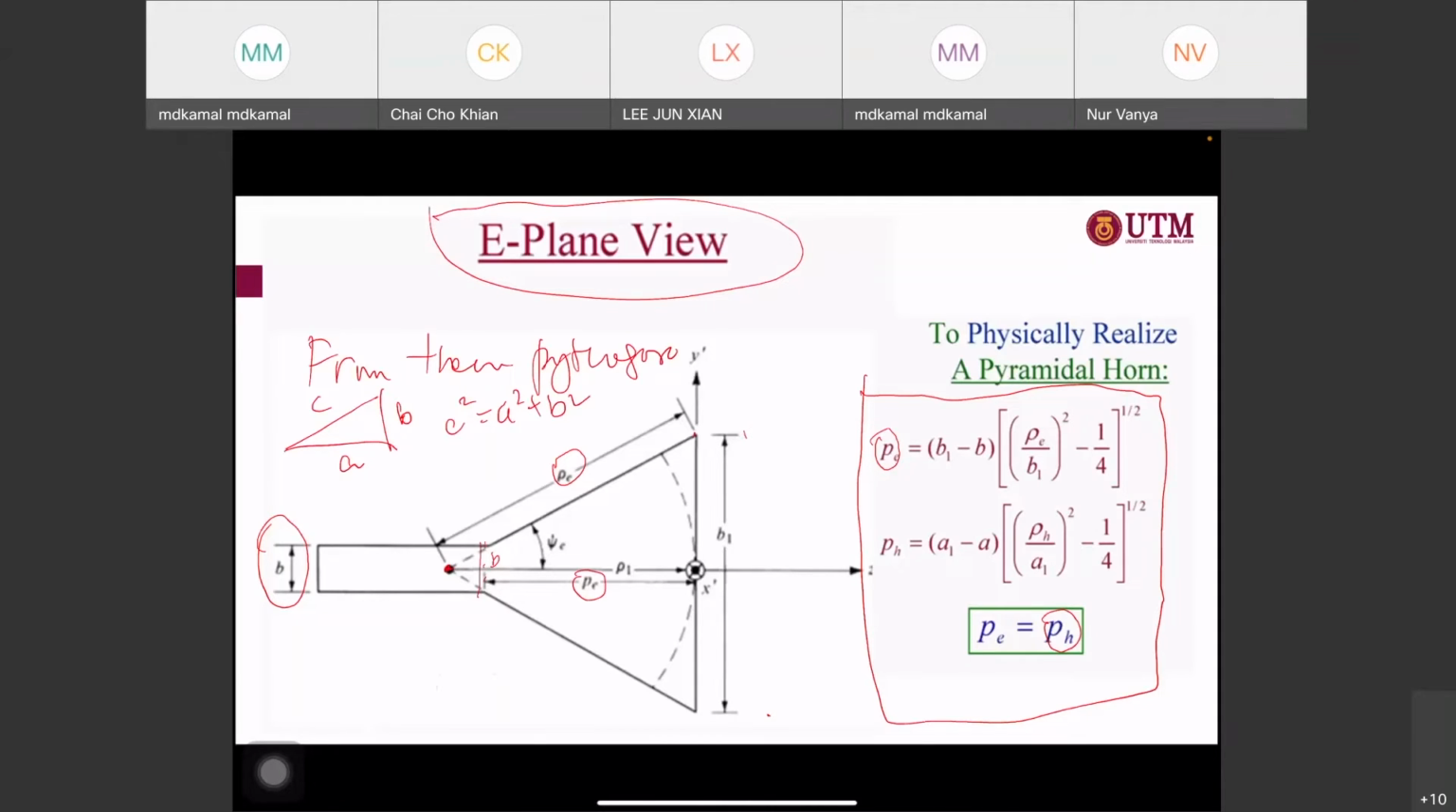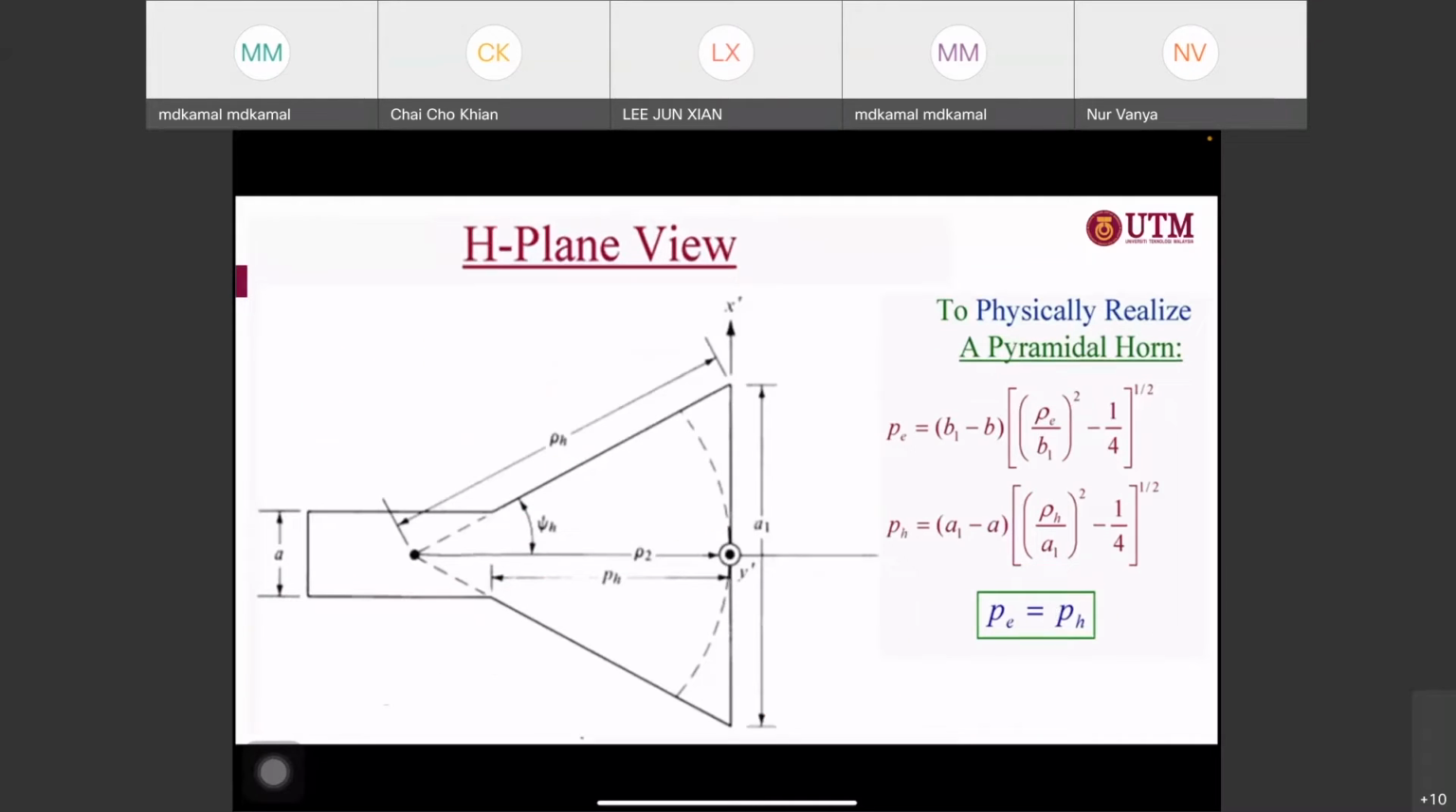The most important thing here is that you want to find this particular value. B1 minus small b, you can find in terms of B1 minus b, all divided by 2, and so on. You can look at this derivation in the book. At the end, you want to find out what is the PH here and P. To realize a pyramidal horn antenna, you need to make sure that this particular value is the same.